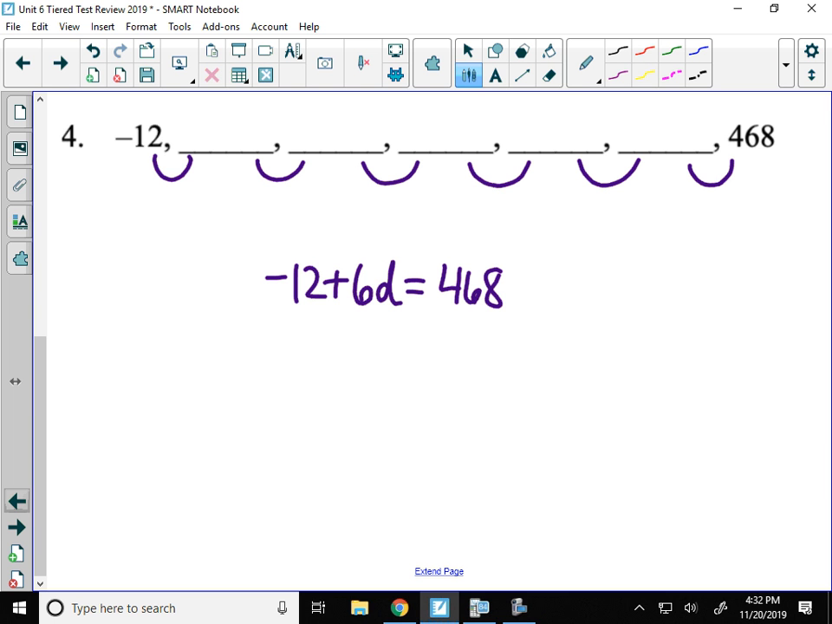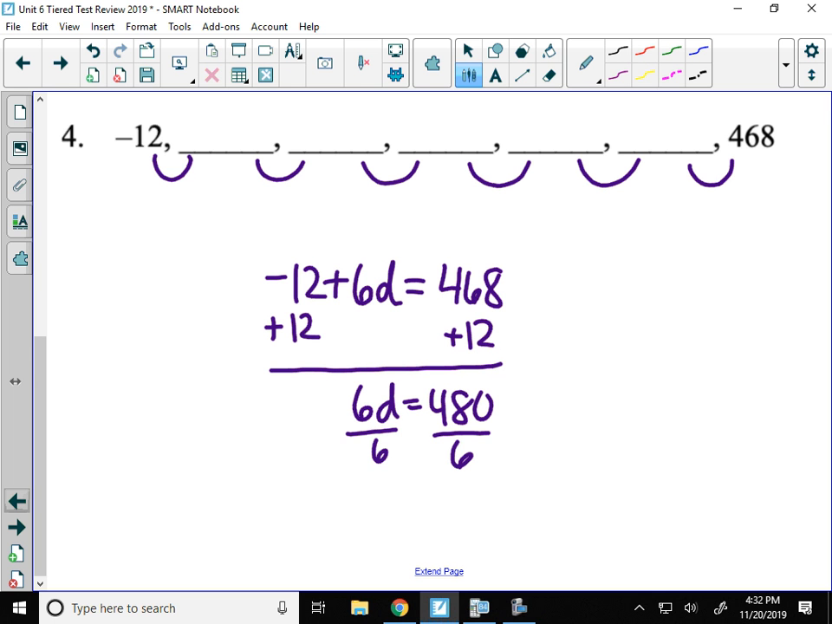All right, so I'm going to add 12 here, and that's 6D equals 480. Then I just have to divide by 6. So here my common difference is 80. Now I can just add 80 each time. Negative 12 plus 80 is 68. Plus 80 would be 148.